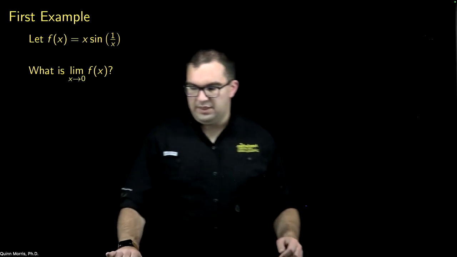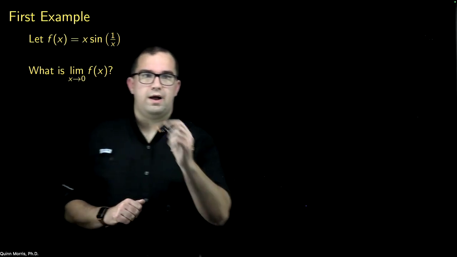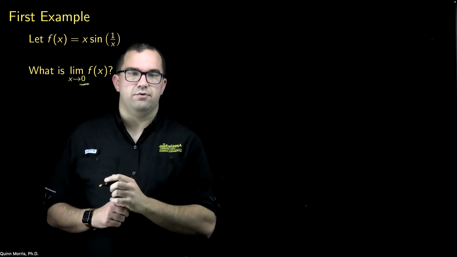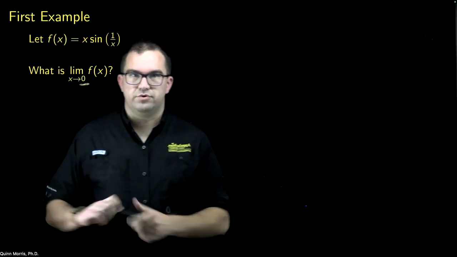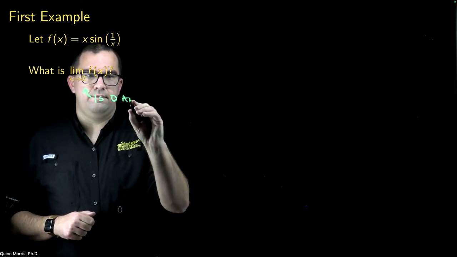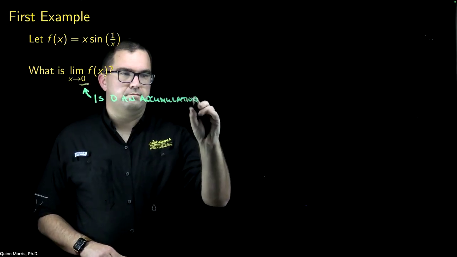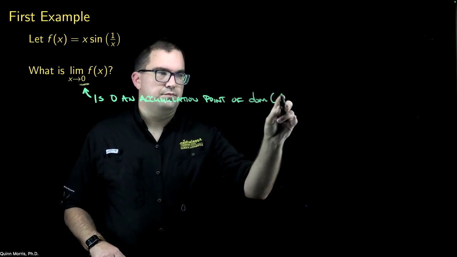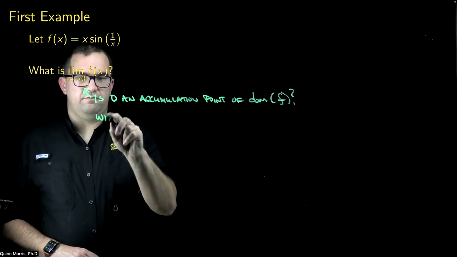Now, before we begin a calculation, let's remember the first line of that new definition requires that the point we are taking the limit at, in this case 0, be an accumulation point of the domain. So the first question we have to address is: is 0 an accumulation point of the domain of f? Now, that begs another question. What is the domain of f?